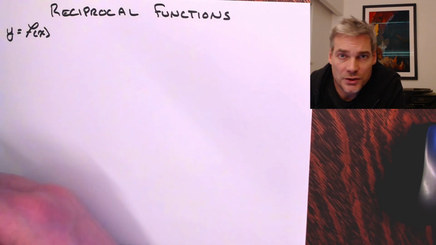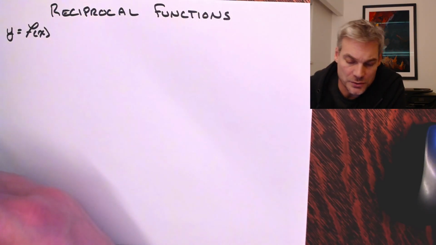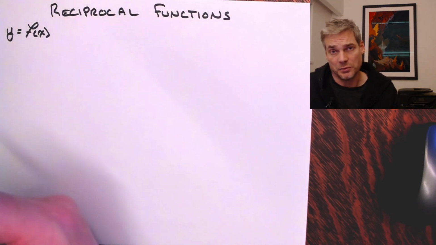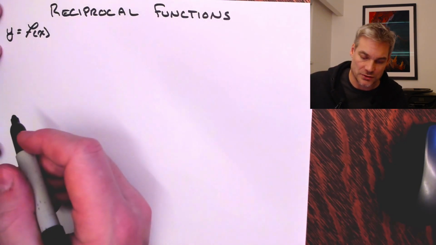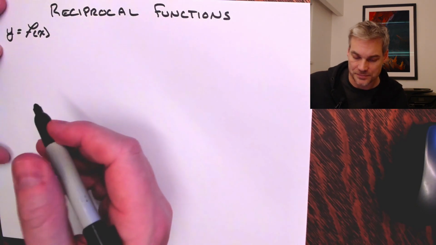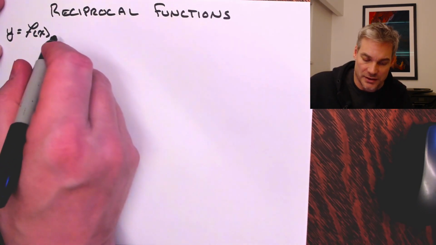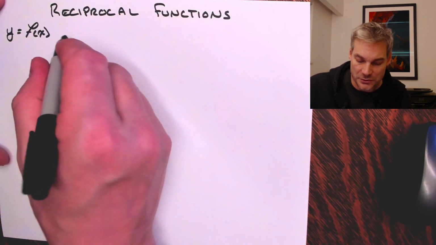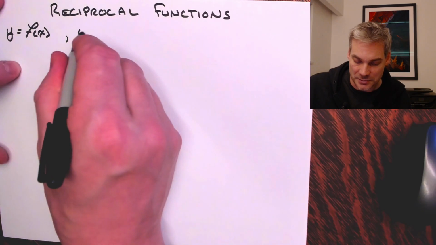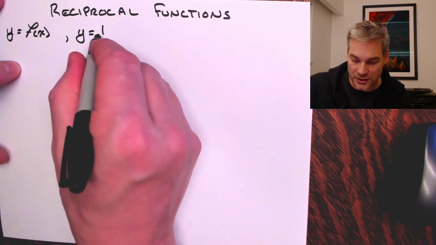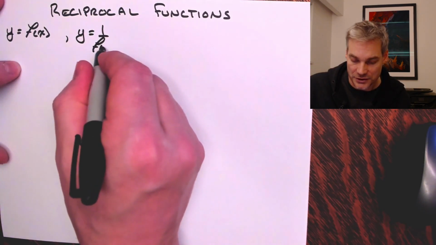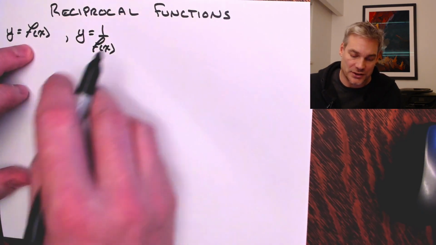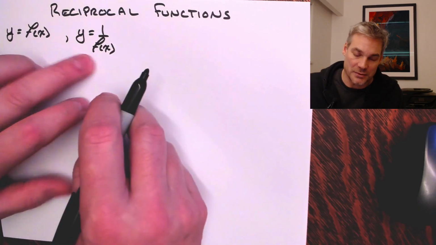Okay. So in this video, we're going to go over reciprocal functions, what they are, how to graph them, and what they look like. This is just going to be a quick intro. If we have y equals the function of x, then the reciprocal of this is going to be y equals 1 over the function of x. So it's just the function, and now it's 1 divided by the function.